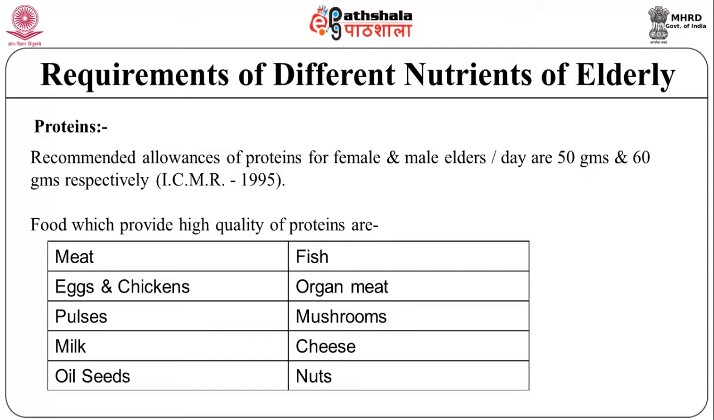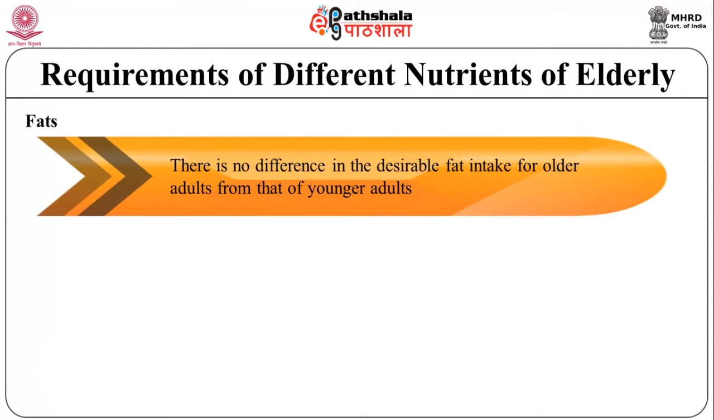Foods which provide high quality proteins are meat, fish, egg, chicken, organ meat, pulses, mushrooms, milk, cheese, oil seeds, nuts, etc. There is no difference in the desirable fat intake for older adults from that of younger adults. 10 to 20 grams of fat should be contained in the daily diet, but only half of the quantity should be in the form of vegetable oil, which is rich in essential fatty acids.